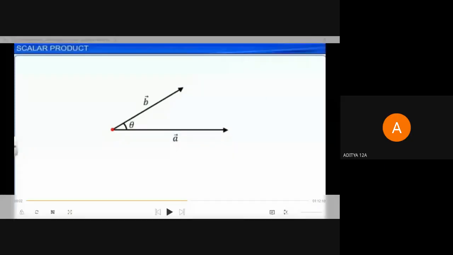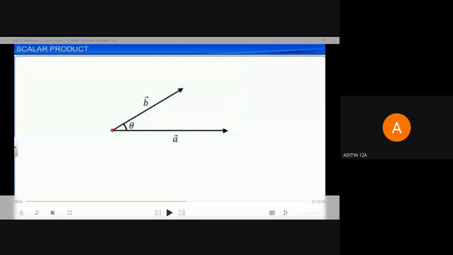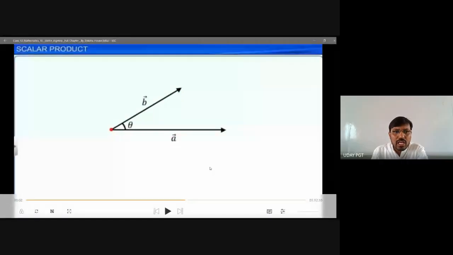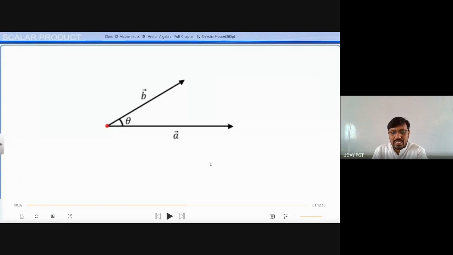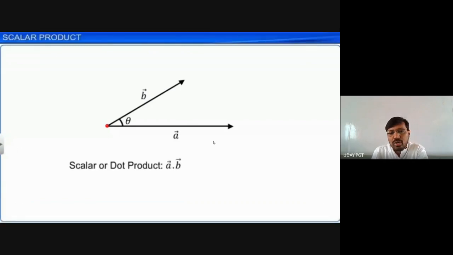Yes, sir. Okay. So now the scalar product, we normally call it the dot product of vectors. Whenever you see the definition, the scalar or dot product is denoted by a dot written between the two vectors. The cross product is denoted by a cross symbol written between them in this way.